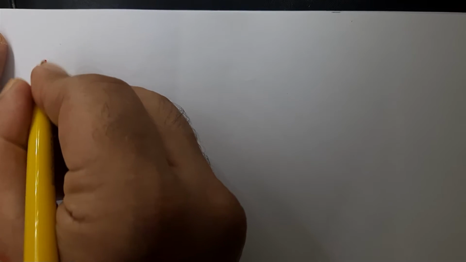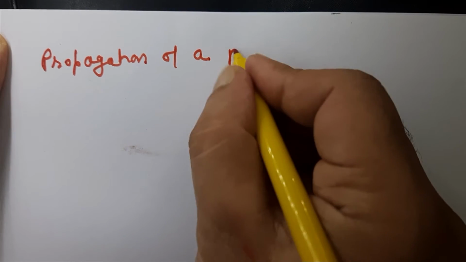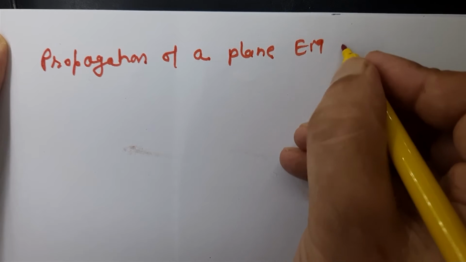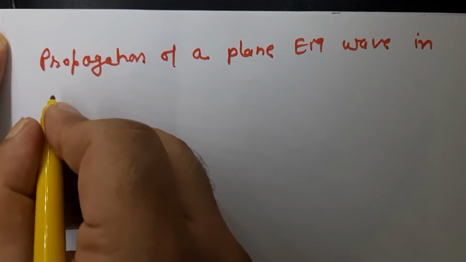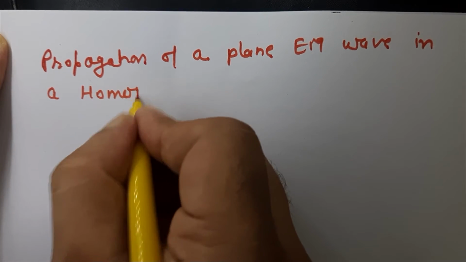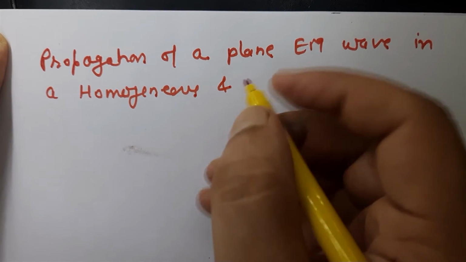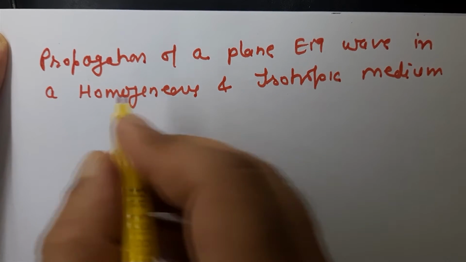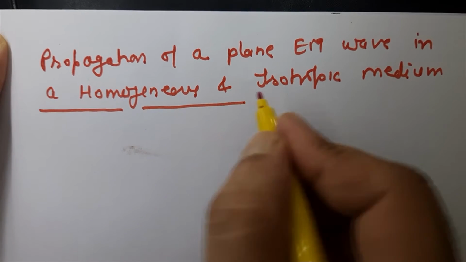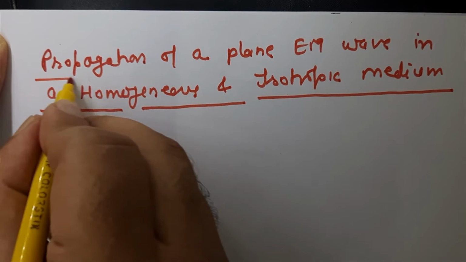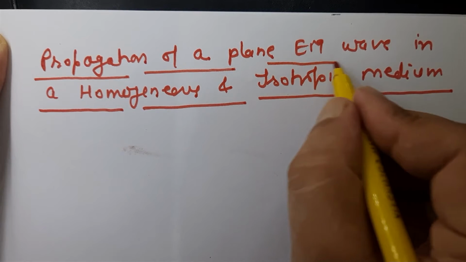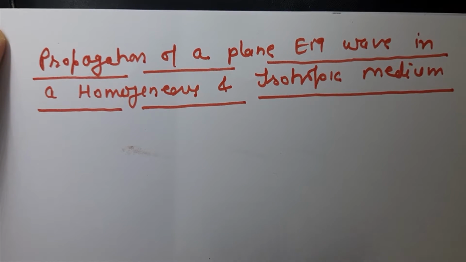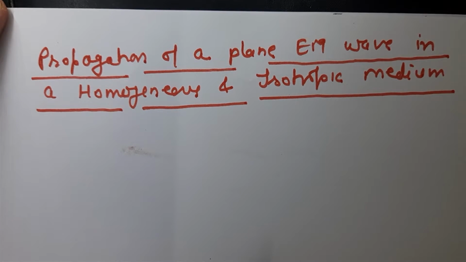In today's class, we are going to start with the topic which is propagation of a plane electromagnetic wave in a homogeneous and isotropic medium. In the previous lecture, I explained that a medium in which the properties are not changing with direction is known as an isotropic medium. The homogeneous medium is one in which the electromagnetic properties are the same at all the points.